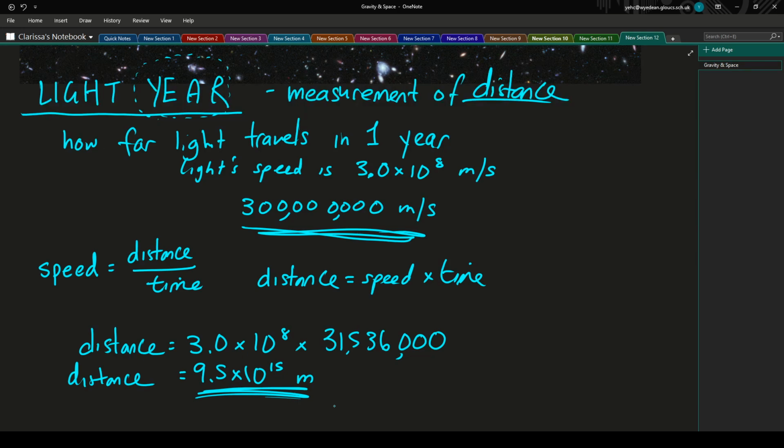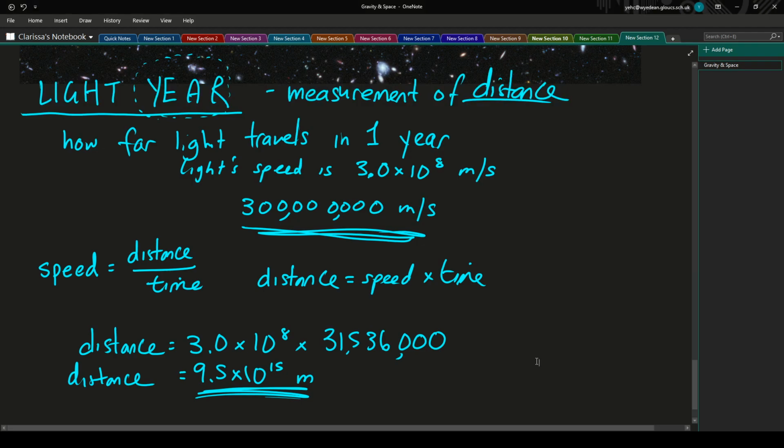So that is why we use the light year, because things are just so far away. Things are just so far away that we need a new unit of measurement. And once again, be very careful. Even though it says light year, it's a measurement of distance. It's how far light travels in a year. So if I were to say something like light minute, that means how far light travels in a minute. Light second, how far light travels in a second.